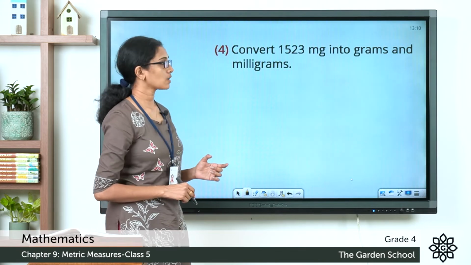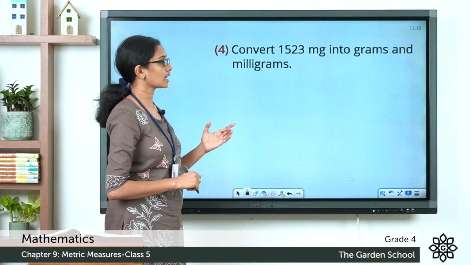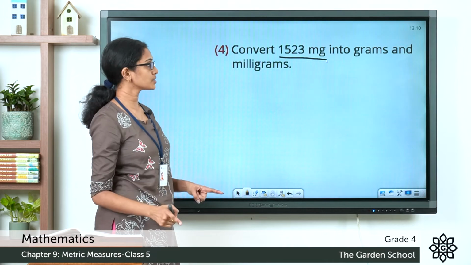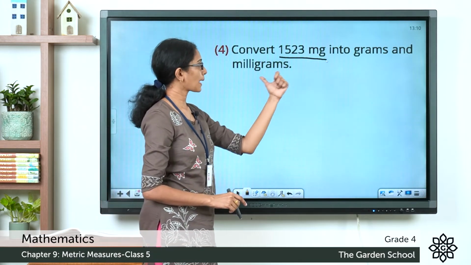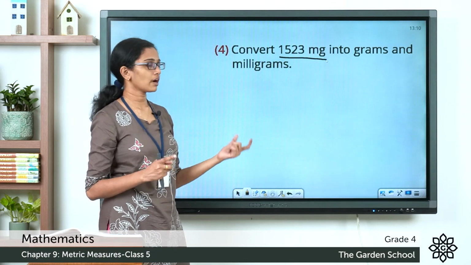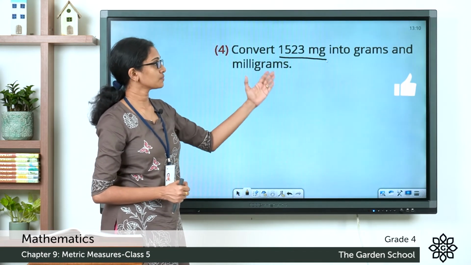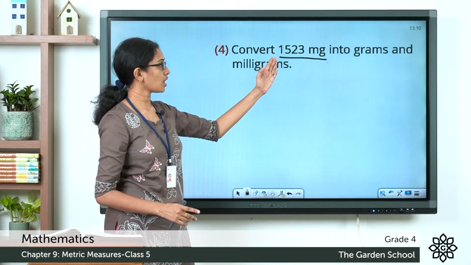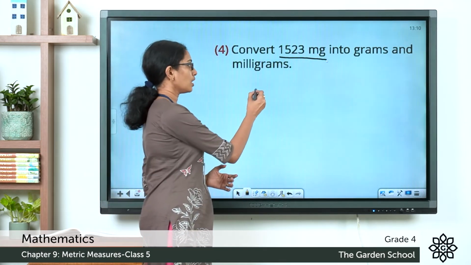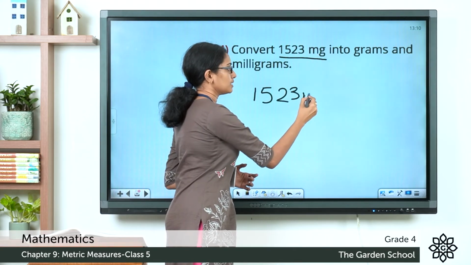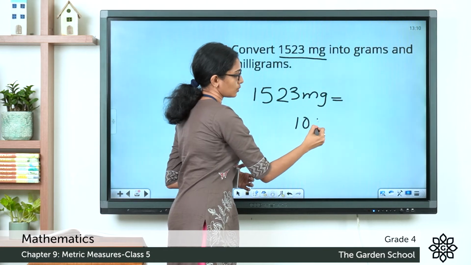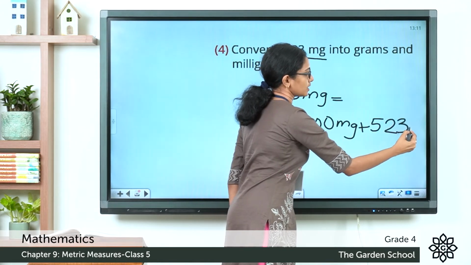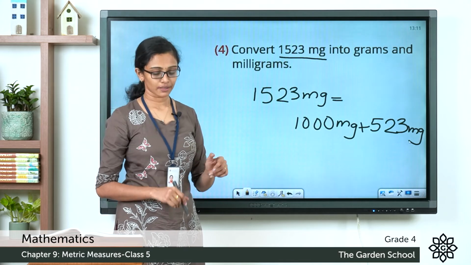Now convert 1523 milligram into grams and milligrams. Here you are given a quantity in terms of milligrams, but you have to change it into a combination of grams and milligrams. So like I said before, let's think of how we can split the given measurement. 1523 milligram, that is 1000 milligram plus an extra 523 milligram. So let's split that. 1523 milligram is equal to 1000 milligram plus 523 milligram. Now the conversion will be easy for you.